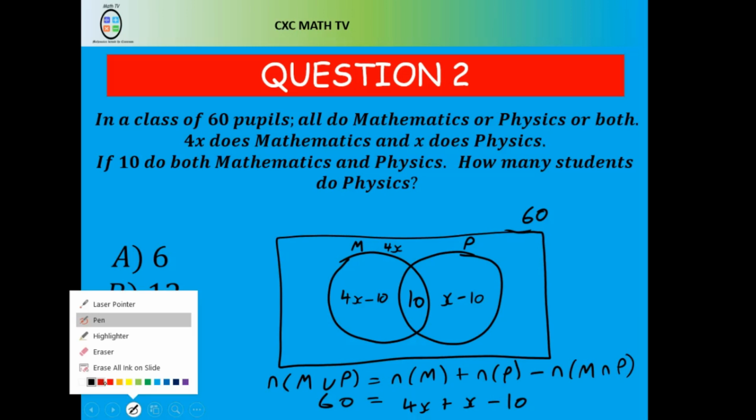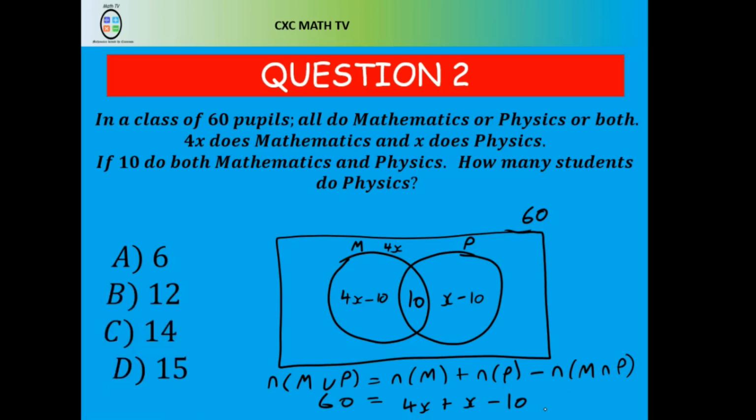Let's bring this formula up to the top. That becomes 60 equals 5x minus 10. Bring over the 10 to get 70 equals 5x. And so x is 70 divided by 5, and we know that is 14. So remember, x was the number of persons who do physics. So how many persons do physics? 14. 14 persons do physics, and that's it.